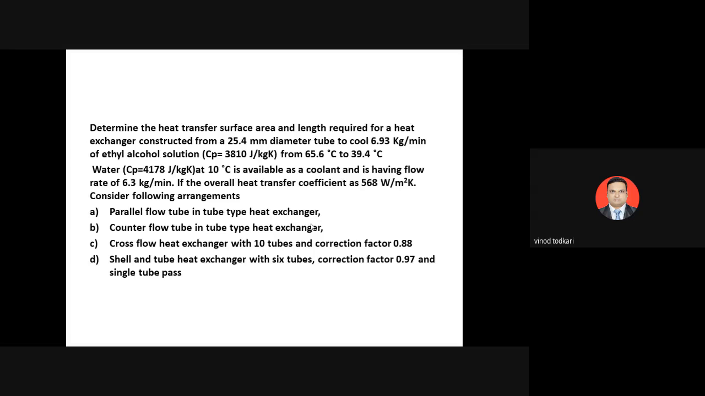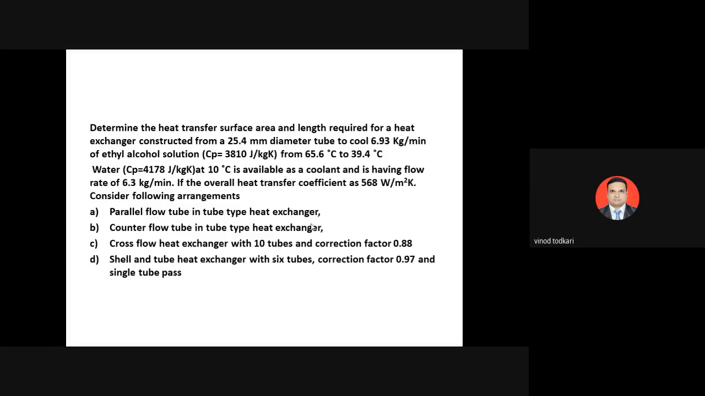Okay. Now let's see this numerical. What is given in this numerical? I will just read the numerical for you. Determine the heat transfer surface area and length required for a heat exchanger constructed from a 25.4 millimeter diameter tube. So the diameter of the tube is given as D is 25.4 into 10 raised to minus 3 meters. Always we take dimensions in meters.